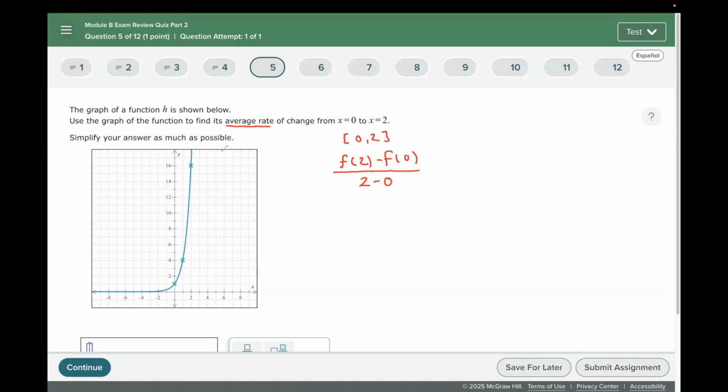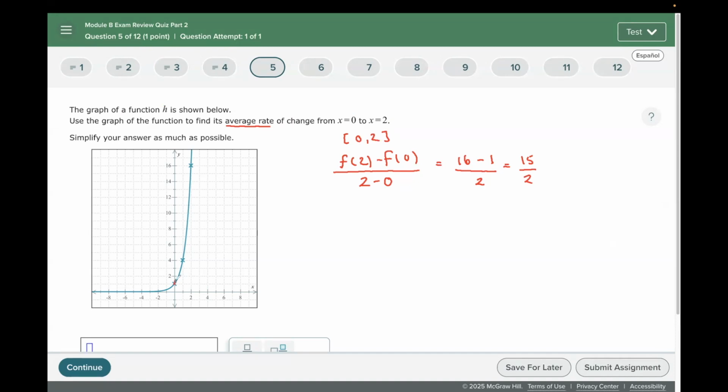So let's take a look here and see. So f of 2 is 16. F of 0 is 1. So 16 minus 1 over 2 minus 0 is 2. So this is 15 over 2. All right, very good. And let me just double check our numbers. So f of 2 we said was 16. That looks good. F of 0 is 1. Perfect. So we get 15 over 2 minus 0. All right, that looks good.